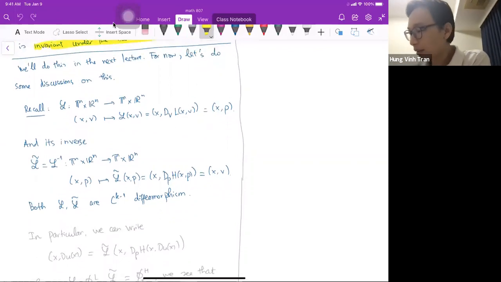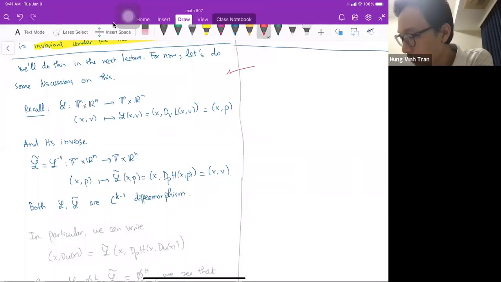But before that, I need this discussion to be used next time. So the discussion here on the left panel is about, we were talking about invariance under the Hamiltonian flow, right? And this is about the invariance property. We were just talking about invariance under the Hamiltonian flow.